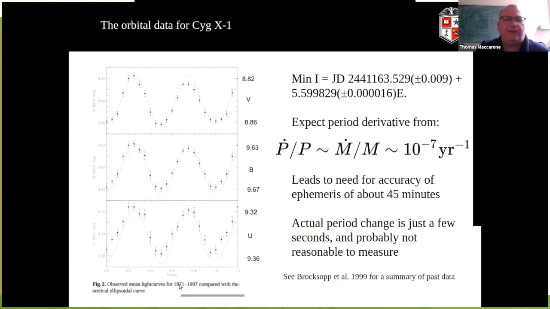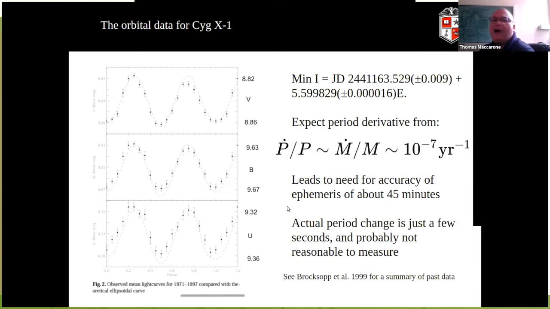These data were collected from 1971 to 1997. And if you want to see this figure in better detail, there's a paper by Catherine Brocksopp and collaborators from 1999 that gives a summary of this, and that's where I took this figure from. All right, so the orbital period is 5.599829 days, and then this is the uncertainty on the orbital period. So we actually have a very precise measurement of the orbital period. And then this is the ephemeris. So this is where the zero phase is. And again, that's known to 0.009 days.